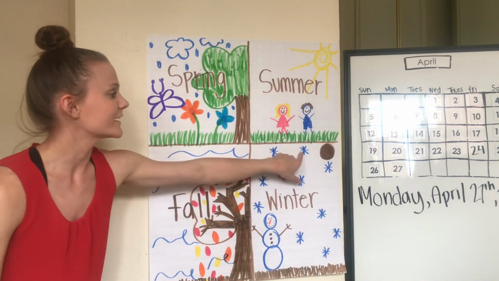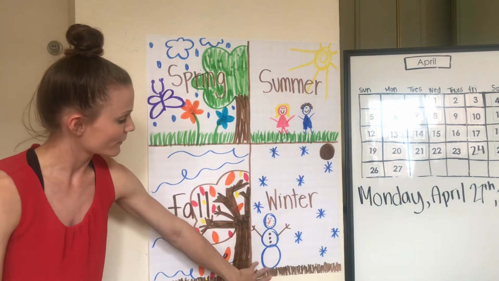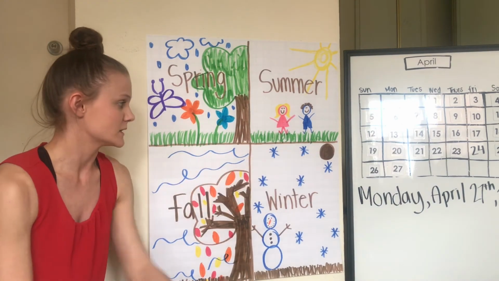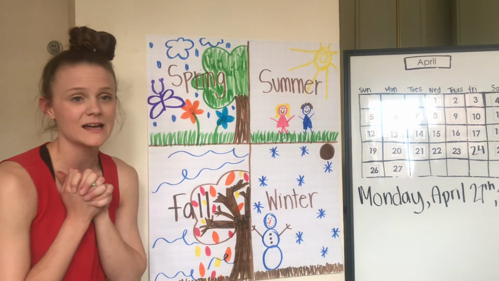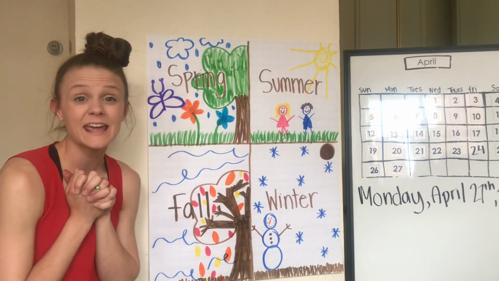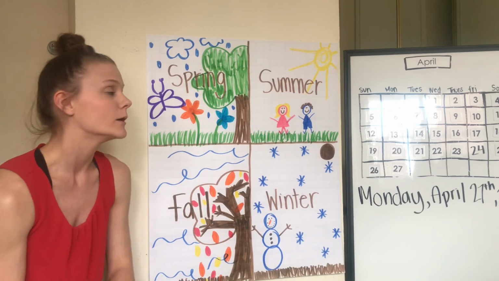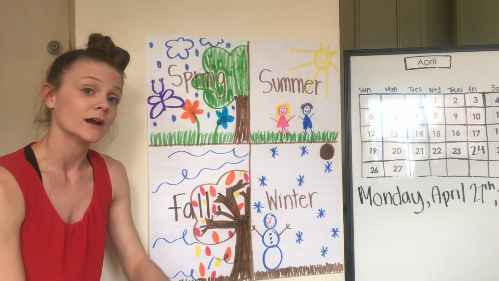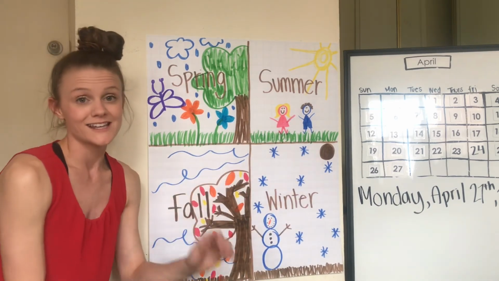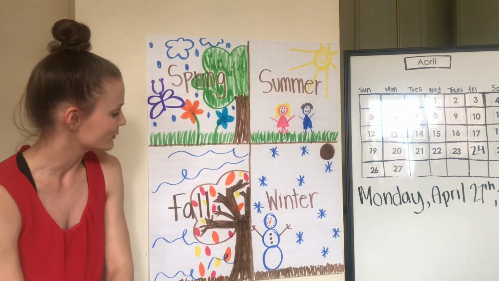So I drew some snowflakes falling down, a snowman, and then up in the sky, I decided to draw a big full moon because in the wintertime, the days are a lot shorter. It gets dark really, really early in the wintertime. So we get to see the moon a lot more in the winter than we do in the other months. So I decided to draw that big moon up there.